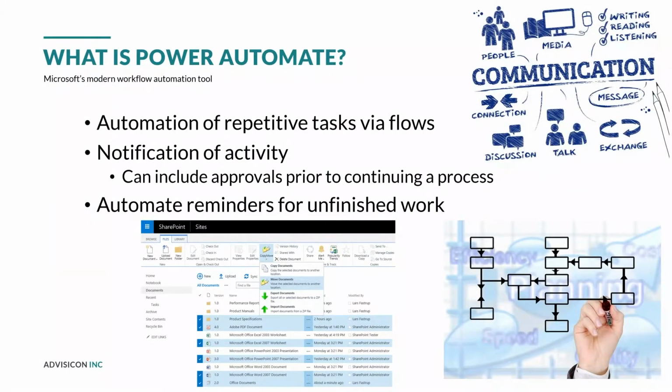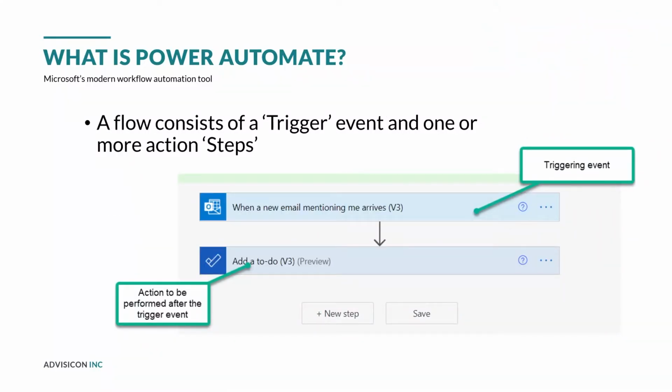Power Automate is Microsoft's modern workflow automation tool. It allows for automation of repetitive tasks, notifications of activities, reminders for unfinished work, and many other things. Basically, any kind of trigger activity that you can pull together that is in one of the supported connector applications can then be used to access or activate some other form of activity. A flow consists of essentially a trigger event and one or more action steps. So when something happens, do this. You can make them as simple or as complex as you want.